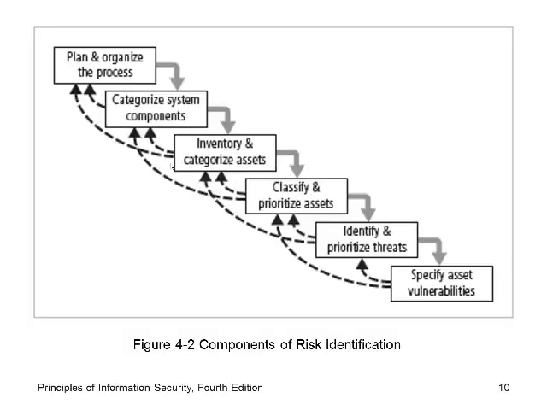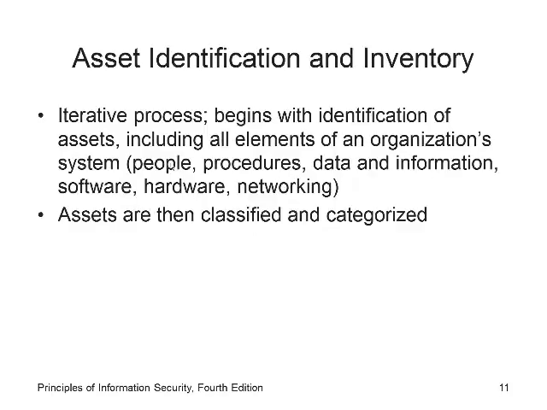Okay, so we have plan and organize the process, categorize the components, identify the assets, classify the assets, identify the threats, and it says specify the vulnerabilities, and basically you can go both ways. Right? Now, does it mean that once we identify the vulnerabilities, that never changes? No, that changes all the time. There's always new vulnerabilities. Okay, there's always new assets. So, got a new computer today. So, are the threats the same for this computer as they were for the old computer? Probably not.